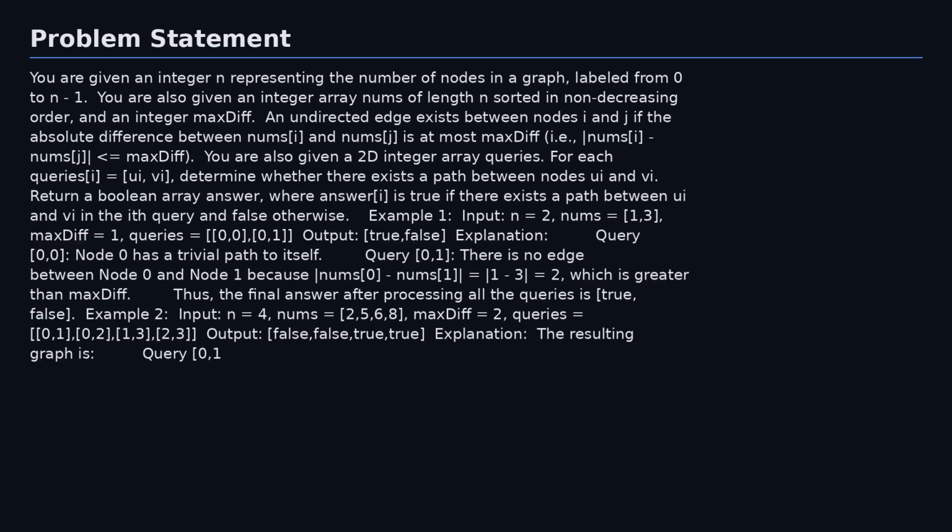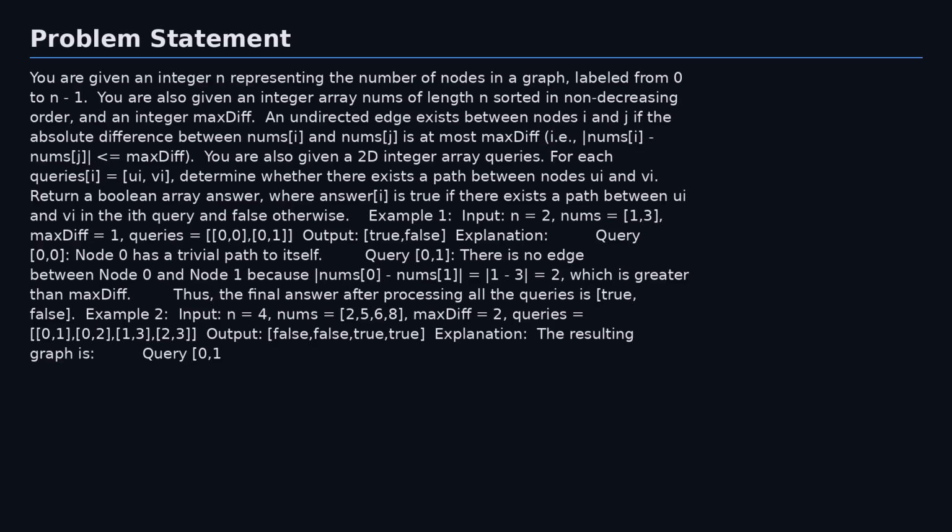The problem gives us a list of numbers and a threshold value. And then we have to answer some queries. Each query is a pair of nodes. And we need to tell whether these two nodes are connected or not. The connection is defined based on the absolute difference between the values of the nodes and the threshold value. If the absolute difference is less than or equal to the threshold, then the nodes are connected.